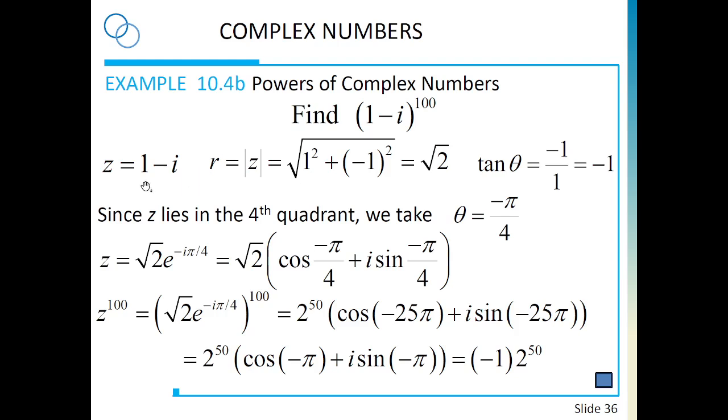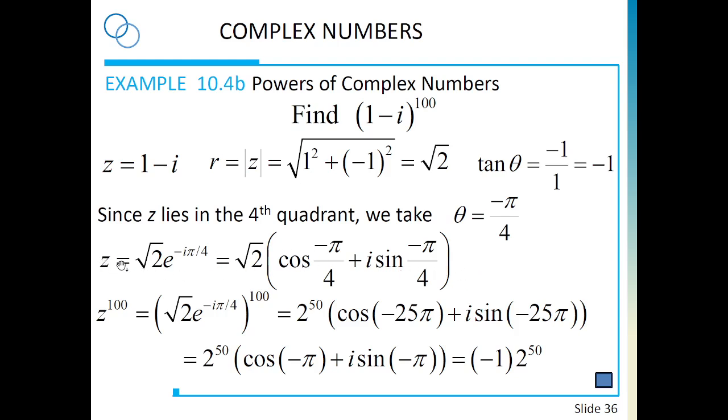The modulus, as usual, is the radical of a squared plus b squared, here b is minus 1, so we have our modulus. And then for the tan of the angle we have minus 1 over 1, so minus 1, and we pick the angle that is in the fourth quadrant. When we compute tan inverse, we take minus pi over 4. So now we have our polar form. This is the compacted Euler notation, but this is our polar form.